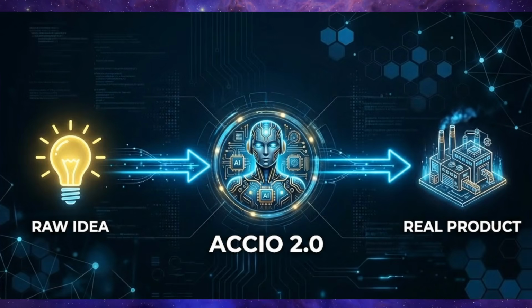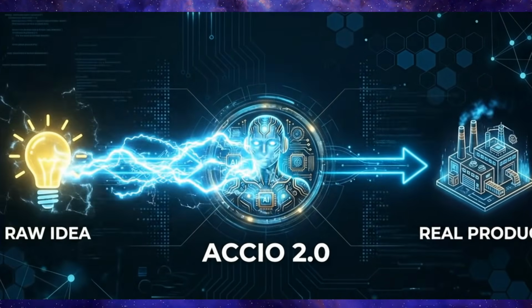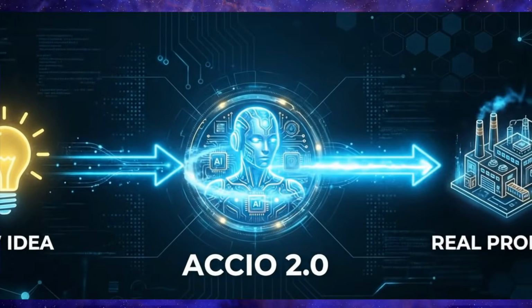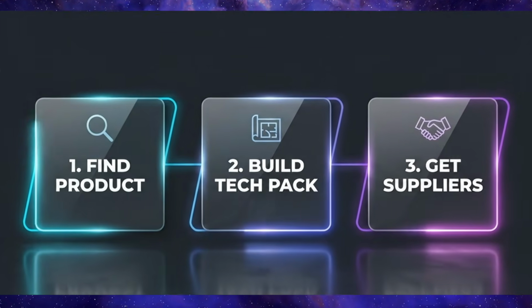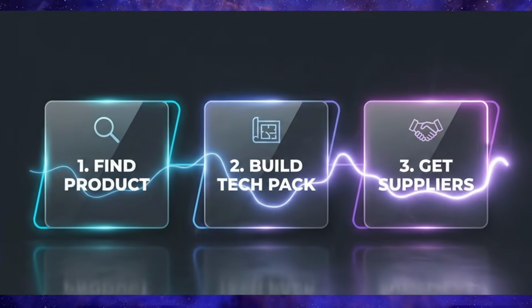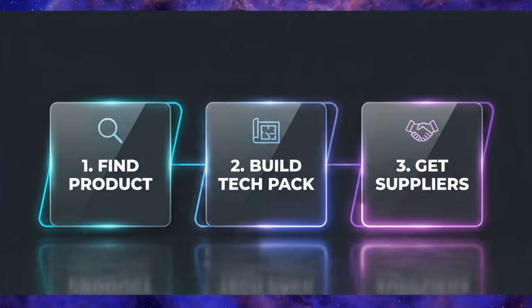It is called Accio 2.0, an AI sourcing agent built specifically to take you from a raw idea to real manufacturable products. By the end of this video, I am going to show you exactly how to do that in 3 simple steps using just one product, even if you have never sourced anything in your life.